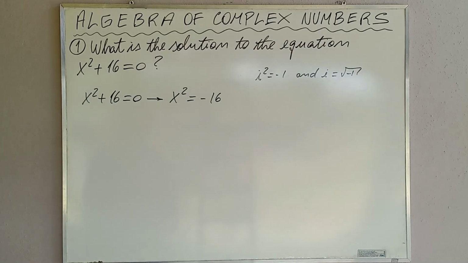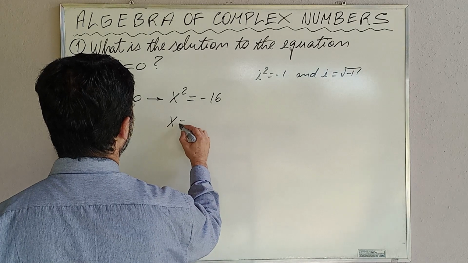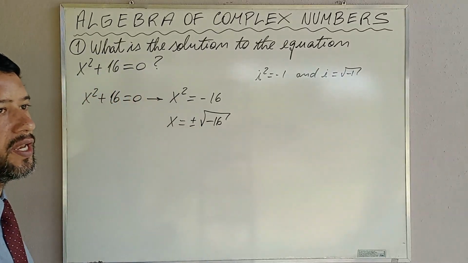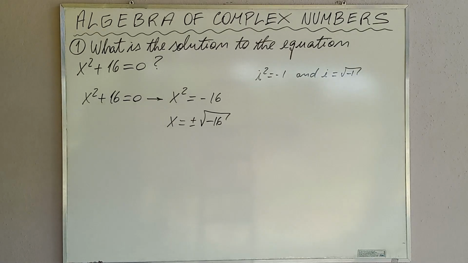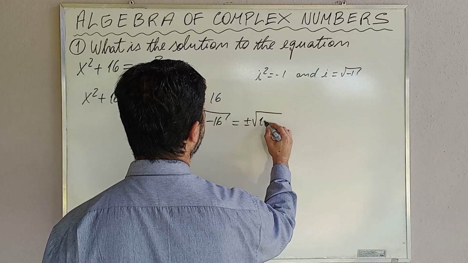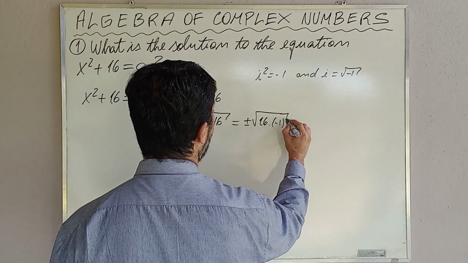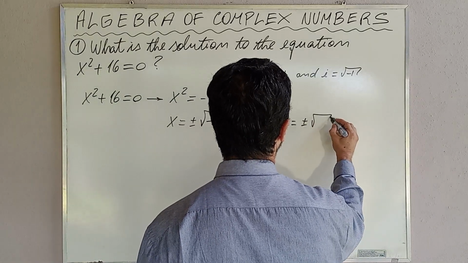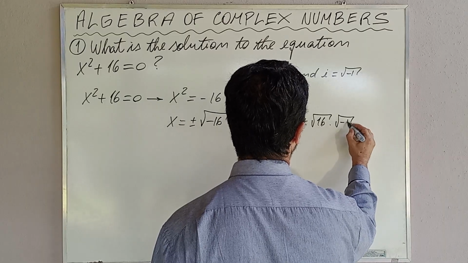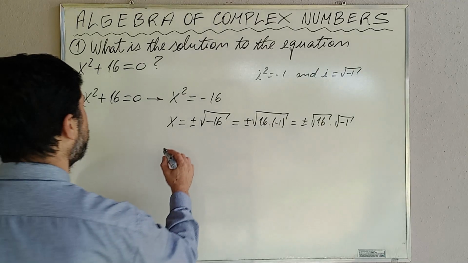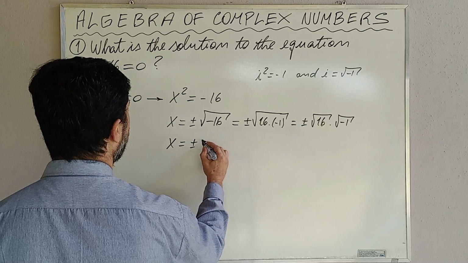Taking the square root of both sides, x is equal to plus minus the square root of negative 16. Observe the number inside of the radical. It is a negative number. Let's decompose it. It becomes plus minus the square root of 16 times negative 1, which can be converted to plus minus the square root of 16 times the square root of negative 1. The square root of 16 we know, and it is 4.